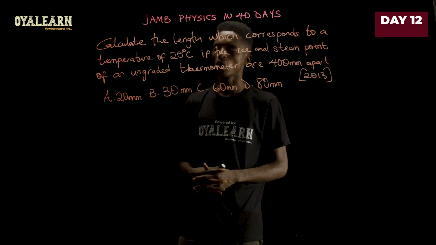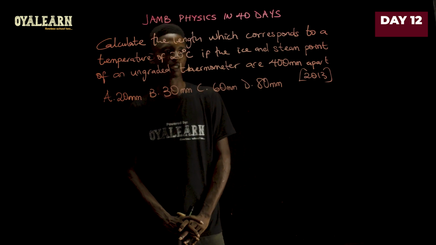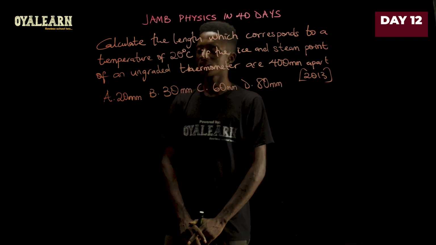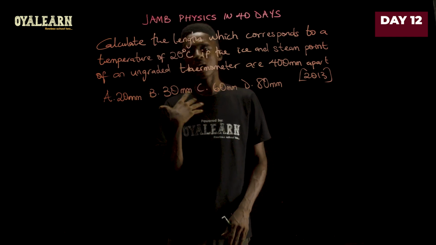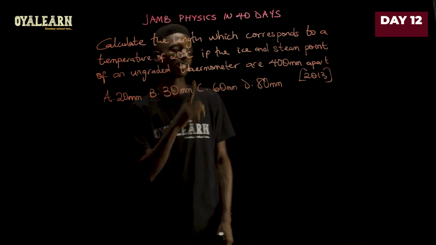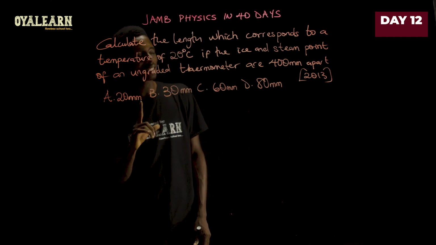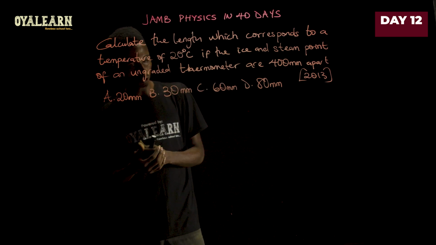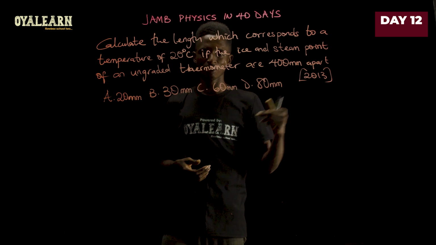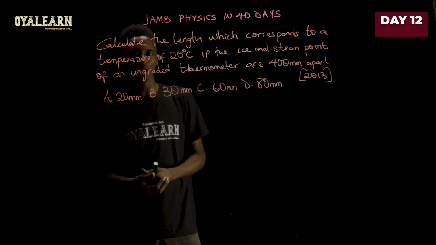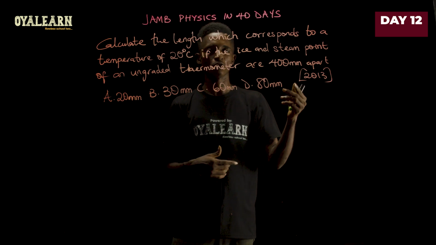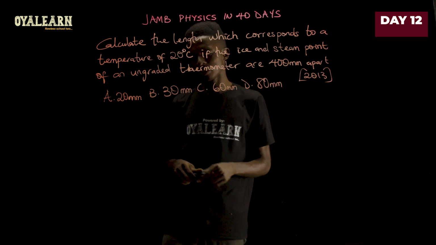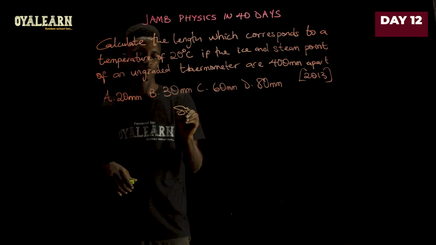Calculate the length which corresponds to a temperature of 20 degrees Celsius if the ice and steam points of an ungraded thermometer are 400 millimeters apart. Now you can pick your ice point or your steam point for this ungraded thermometer, but the key there is to ensure that they are 400 millimeters apart. So if your ice point is 0, your steam point has to be 400 millimeters. If your ice point is 100, then your steam point must be 500. Just ensure the difference between them is 400 millimeters.